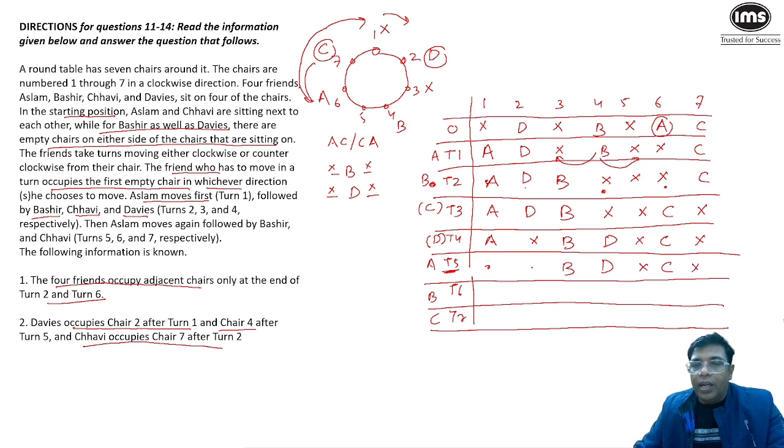Now we all know that after turn 6, everybody has to occupy adjacent chairs. How that is going to happen, that is what we have to ensure. So after turn 5, we know that B, D, C are in place. So I think A should move to this chair, right? Then only we can fulfill the condition. So maybe A will move from 1.